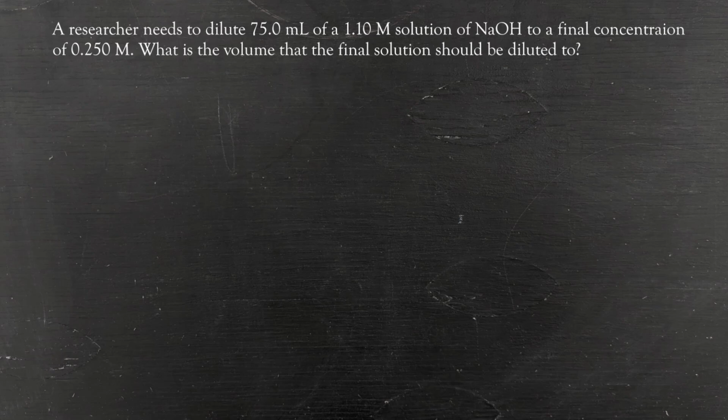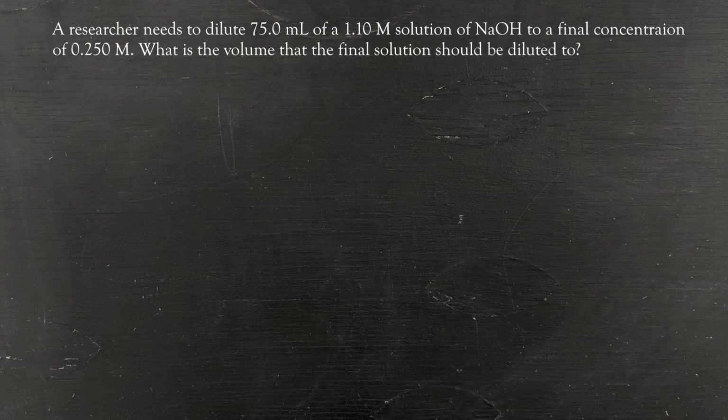This next type of question is very commonly encountered by somebody who works with concentrated stock solutions that they then dilute down for their application. So we're told that a researcher needs to dilute 75 milliliters of a 1.10 molar solution of sodium hydroxide to a final concentration of 0.250 moles per liter. So the question is, what is the volume that the final solution should be diluted to?